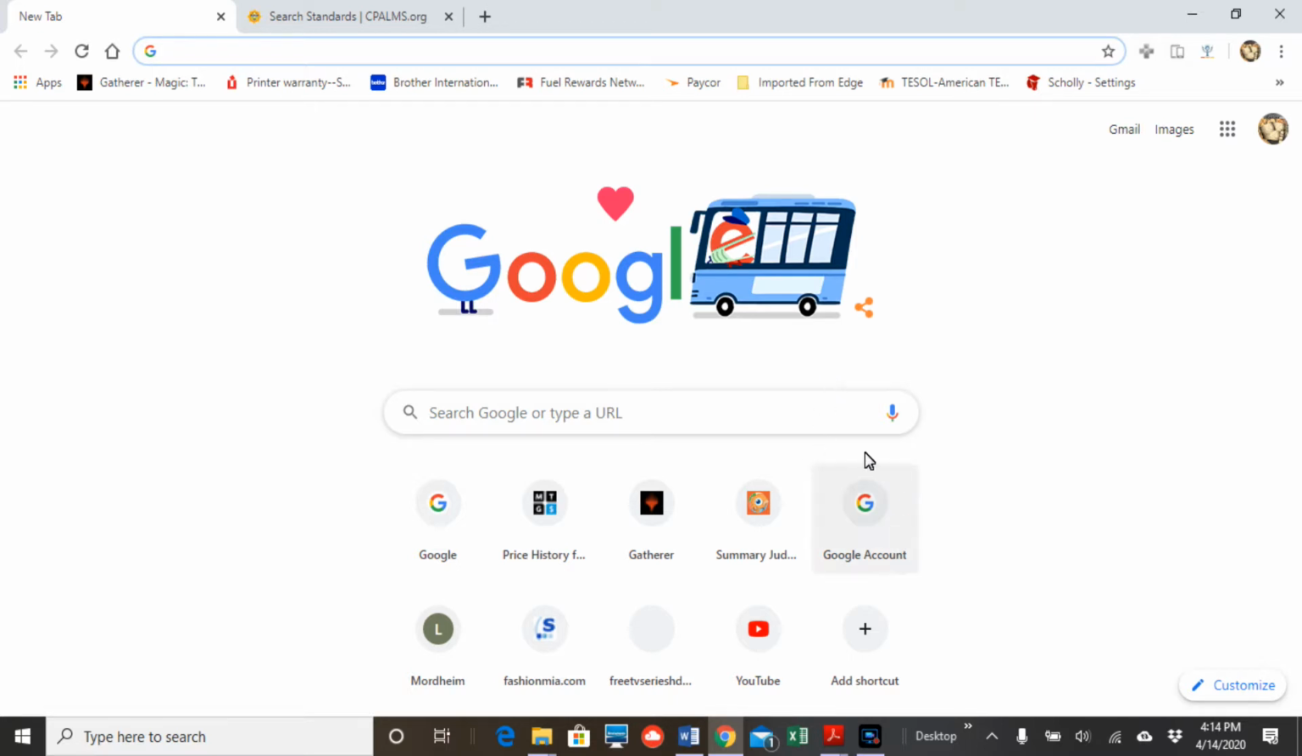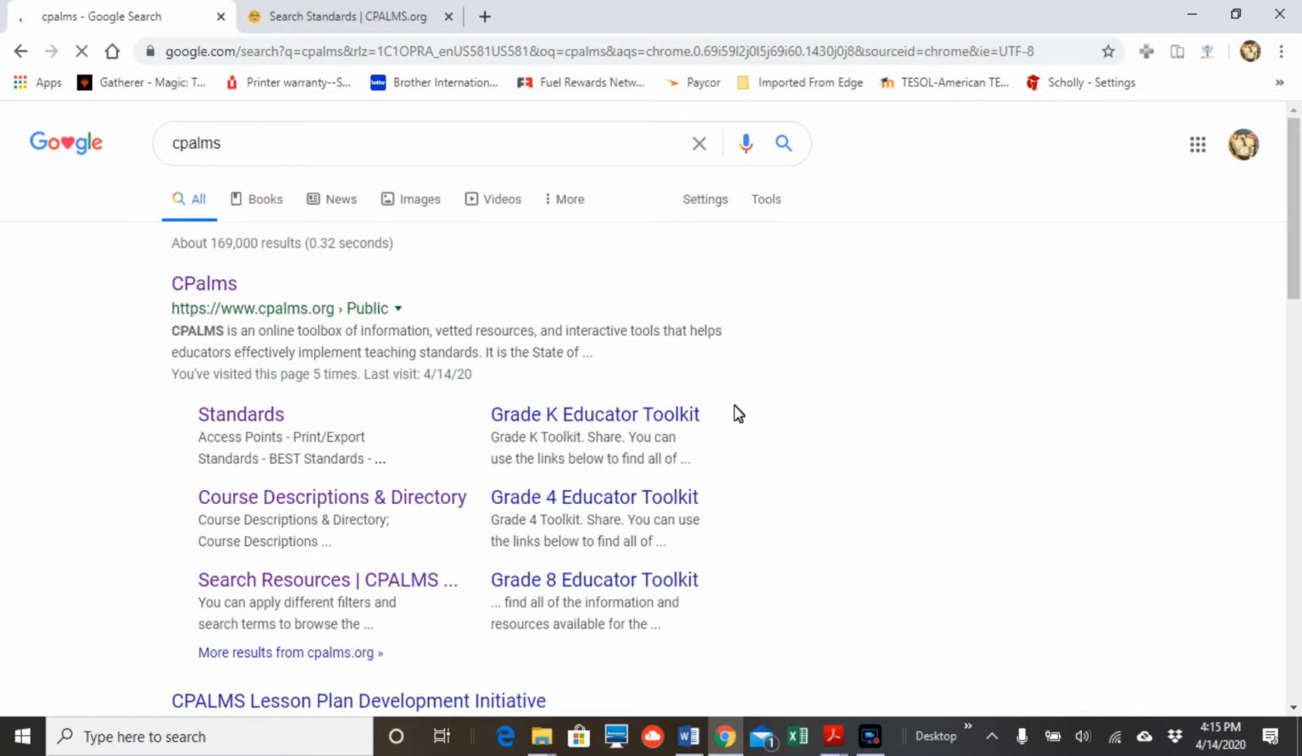You're first going to go to Google. You're going to click in here. You're going to type in CPALMS. It's your first option. You're going to click on this. This is going to take you to the home page.